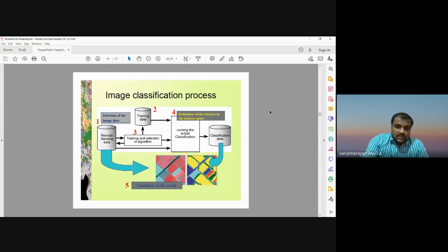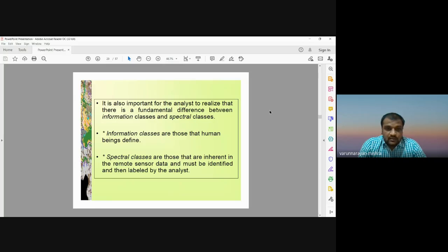Now moving to the next slide. It is also important for the analyst or user to realize that there is a fundamental difference between information class and spectral class. So what is the difference between information class and spectral class? Information classes are those that human beings define, and spectral classes are those that are inherent in the remote sensing data, which must be identified and then labeled by the analyst.